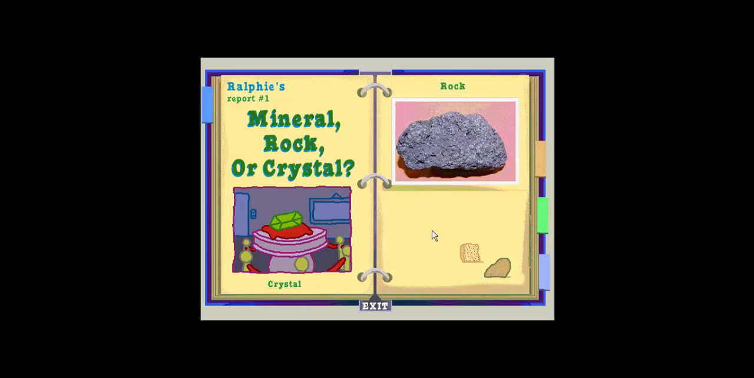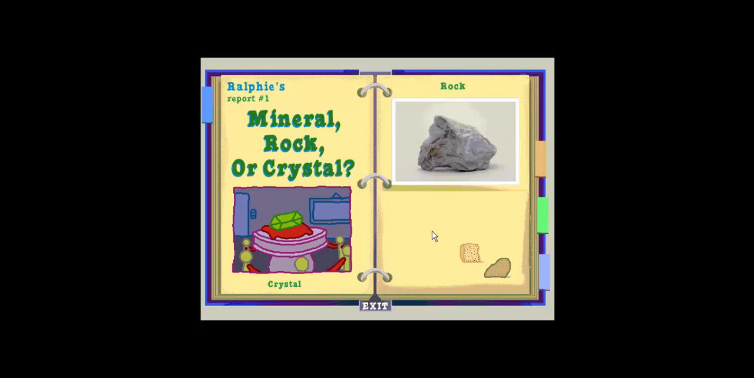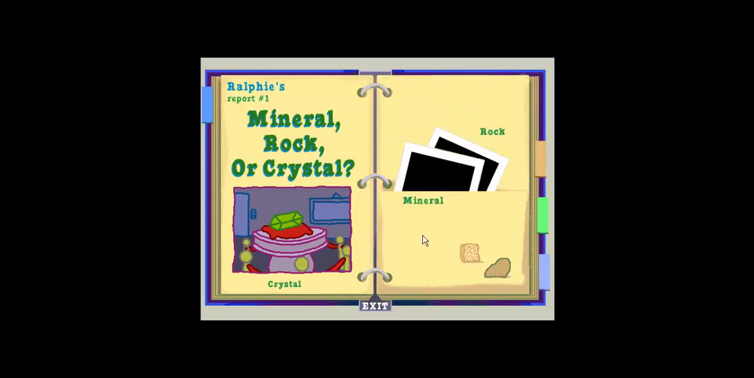Rock. All rocks are made of minerals. If you look at a chunk of granite, you'll see that it's made out of different colored pieces. These pieces are the rock's minerals. Although some rocks are made out of only one mineral, most are made of more than one kind. In fact, rocks get their names by what minerals are in them.